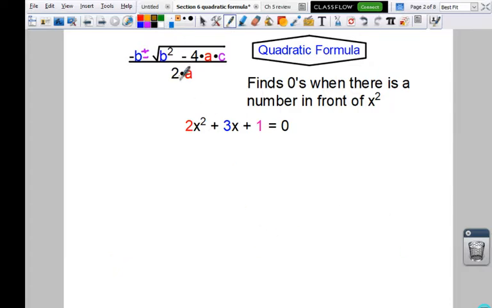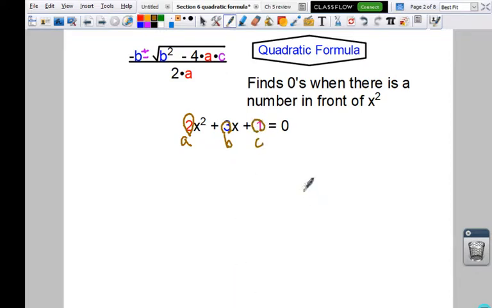So in this, I have a's, b's, and c's, right? Plus I have a 2 and a 4, and that's fine. So your quadratic equation looks like this. Inside the square root, we're always going to have a minus 4 times something. And on the bottom, it's always going to be divided by 2 times a. So we have a, b, and c, right? If I'm going to look at 2x squared plus 3x plus 1, what's a? A is going to be 2, because it's by the x squared. B is going to be 3, because it's by the x. And c is going to be 1, because it's by itself.